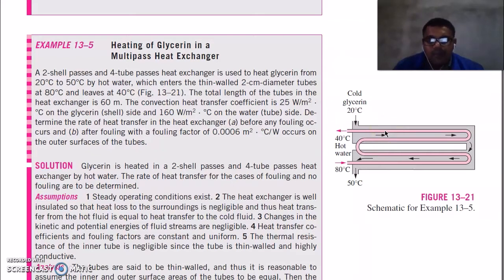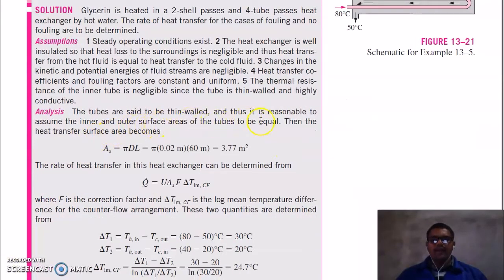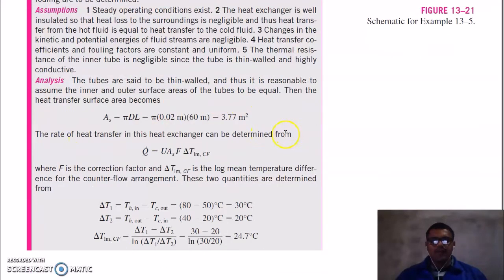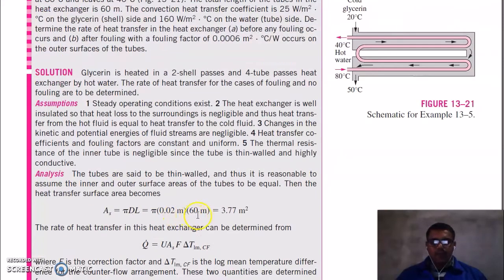After fouling, a fouling factor of 0.0006 meter square degree Celsius per watt occurs. The tubes are said to be thin walled, and thus it is reasonable to assume the inner and outer surface area of the tube are equal. Then the heat transfer surface area becomes AS equal to pi D L, which is pi into diameter of the tube into length of tube, which is 60 meter. It is 3.7 meter square.